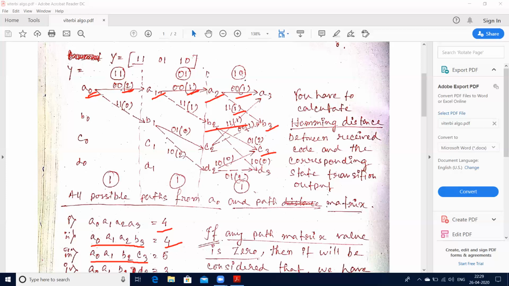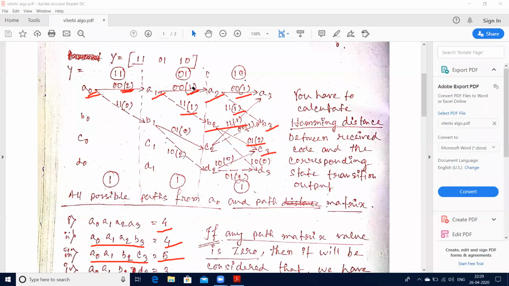A0 to A1, this is 2. A1 to B2, this is 1. From B2 to C3, this is 2. So the addition will be 2 plus 1 plus 2, which is 5. So this is 5.